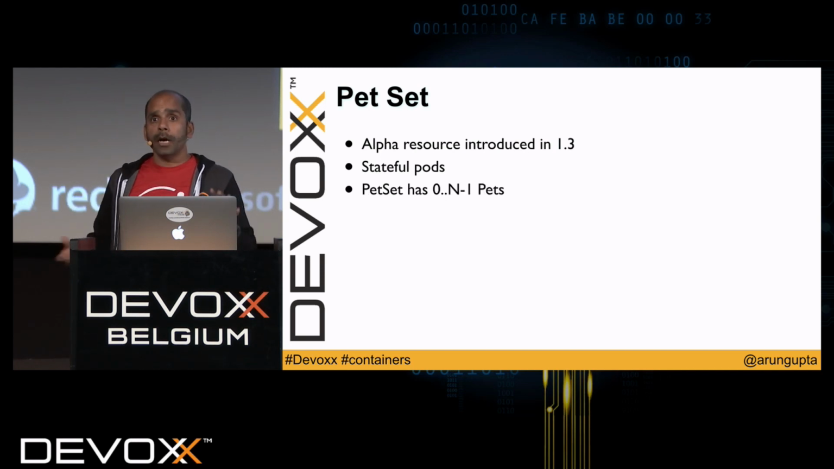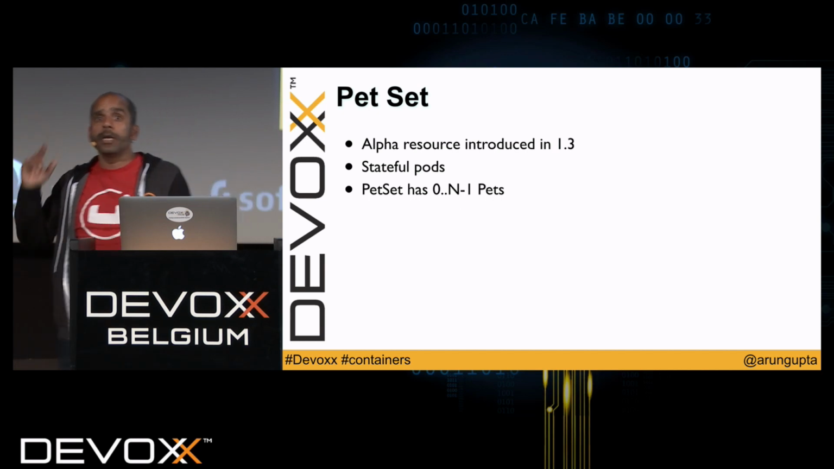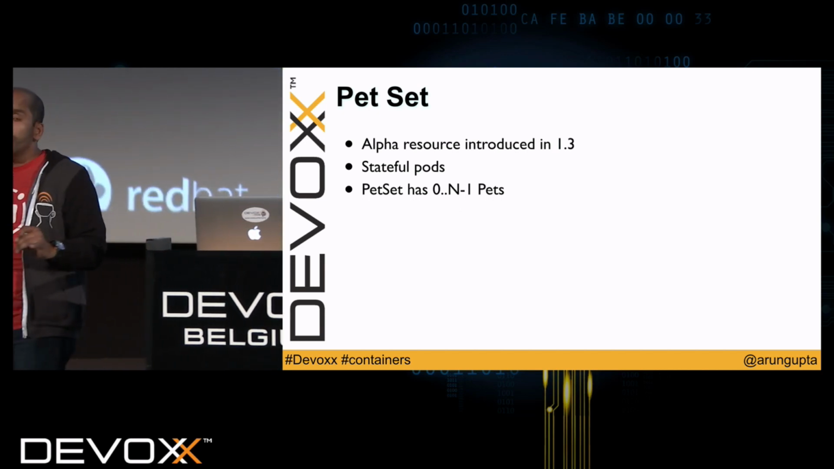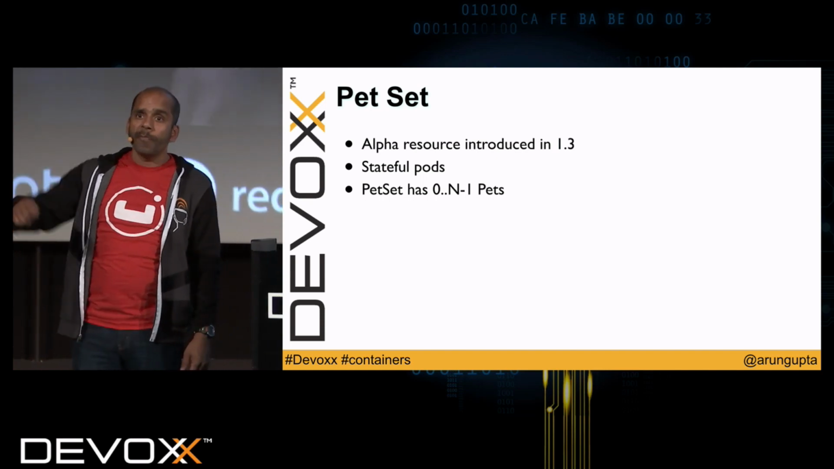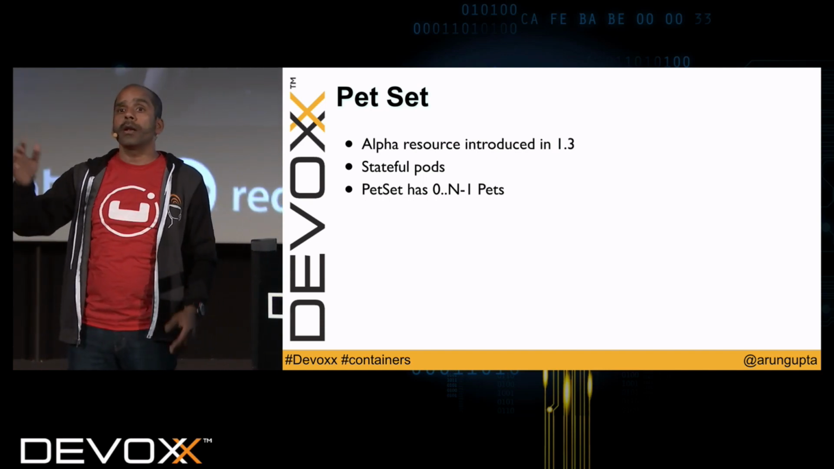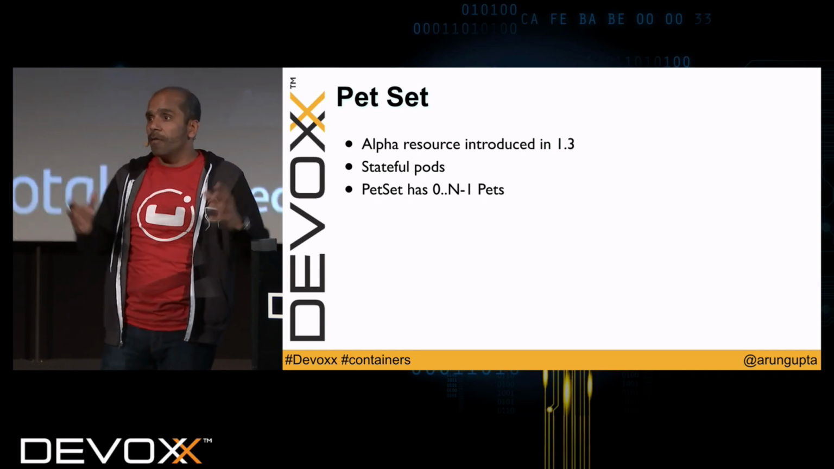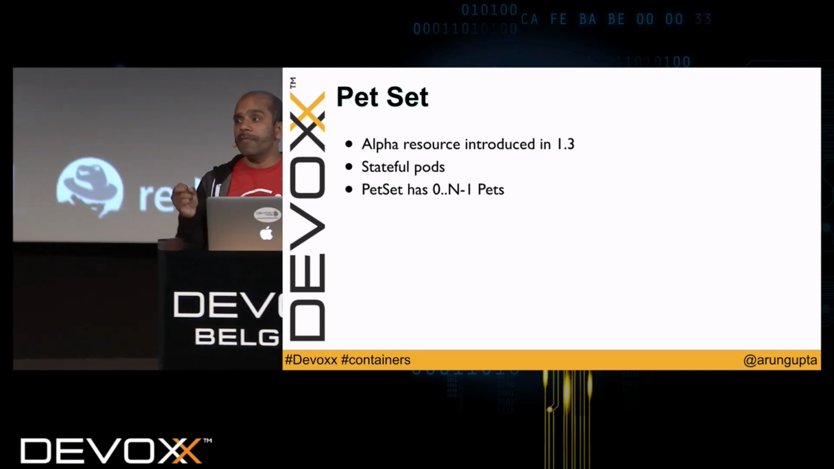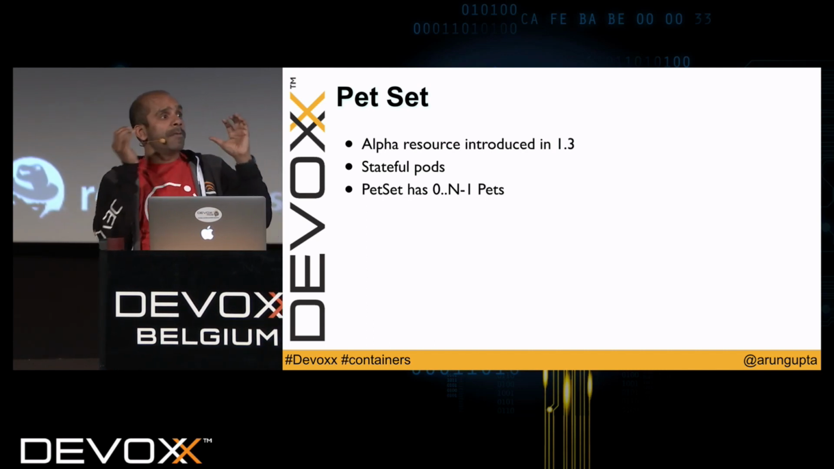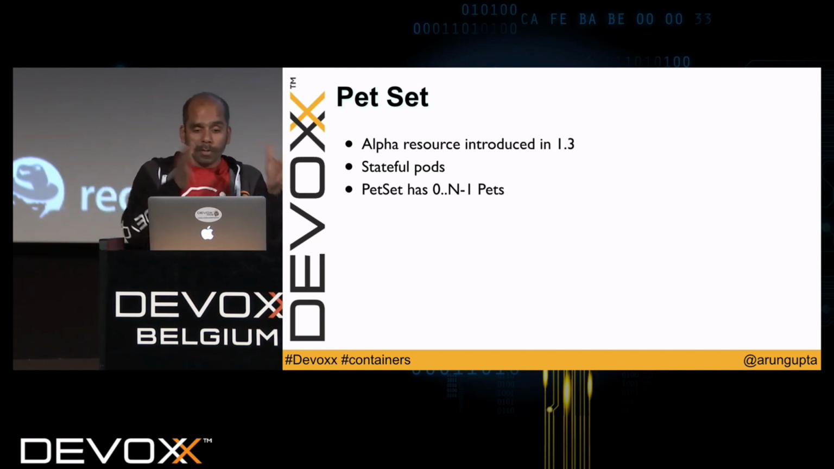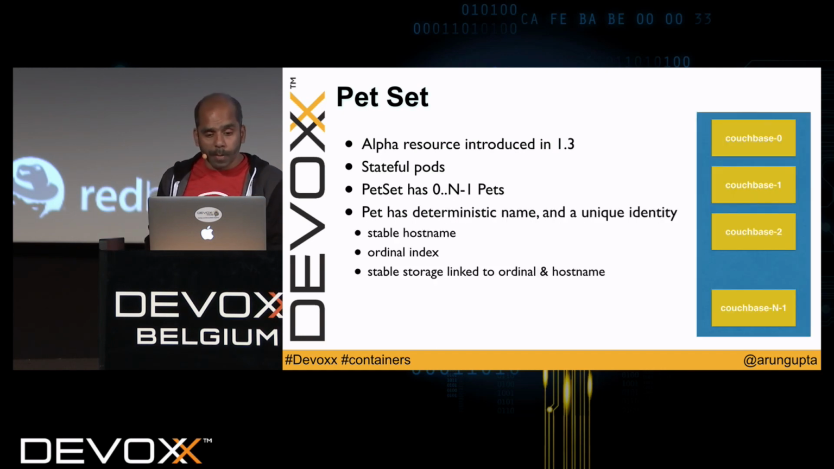Okay, a pet set has 0 to n-1 pets. This is where the analogy between pet and cattle comes in. A cattle is, you chop one cattle. If the cattle dies, you bring one more cattle. Pet needs a little bit more care and love, and that's sort of what the analogy here is. If it's a stateful pet, if it's a stateful container, it needs a little bit more time and care and love. So a pet set has 0 to n-1 pets.